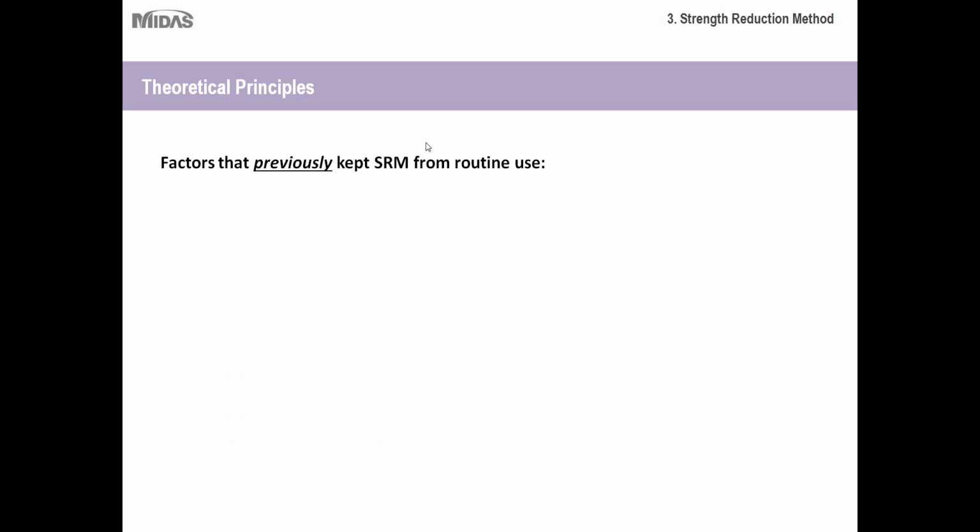Okay, so there are certain factors that previously kept the strength reduction method from routine use. So let's take a look at them here. Like I discussed previously, lengthy modeling, computation, and result analysis times. So even with early finite element programs, the computation times were still arbitrarily long, up to the point where it was still more convenient to use a limit equilibrium method for smaller scale projects or smaller scale slopes.